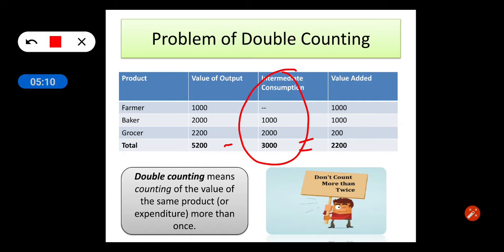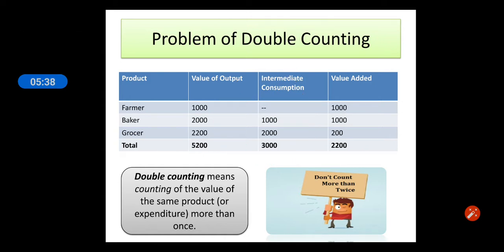If we don't subtract the value of intermediate consumption, then we will be estimating the value of rice more than once. In our case, we will be counting the value of rice 3 times. Once here, second here, and thirdly here. So the problem of double counting arises if we don't subtract the value of intermediate consumption from the value of output. So we have to subtract intermediate consumption from the value of output to get value added.